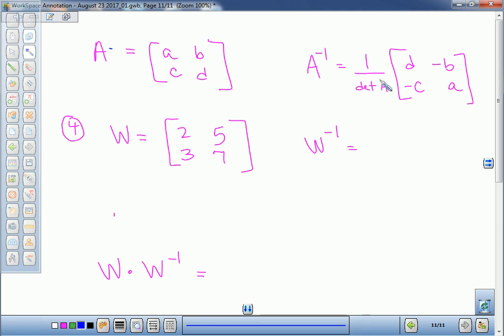Determinant. This is the word determinant. DET. What is this? New sheet.